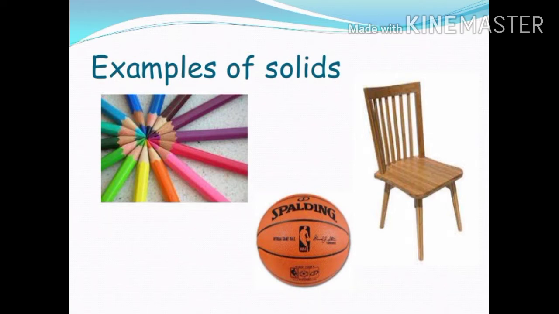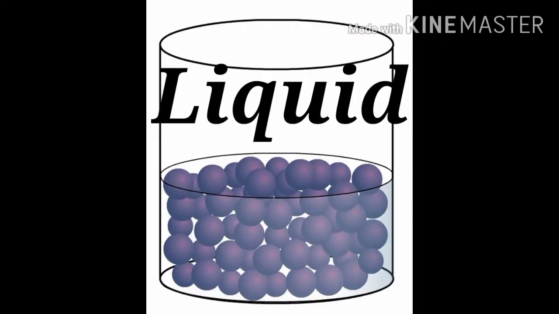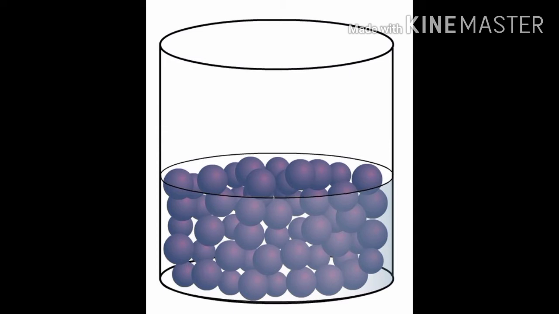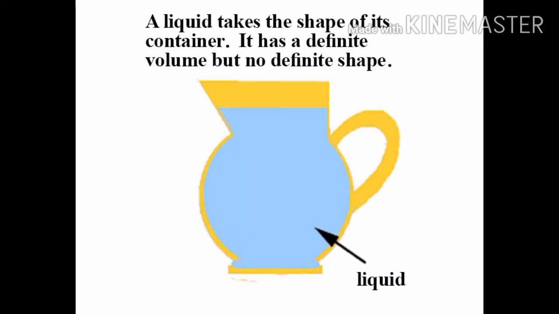Now have a look at the particles of a liquid. They have little spaces among them. They still share bonding and the force of attraction, but their good capacity is that they can easily be poured from one container to another. A liquid takes the shape of its container; it has a definite volume but no definite shape. Why does it have no definite shape? Because we can easily pour the liquid from one container to another.